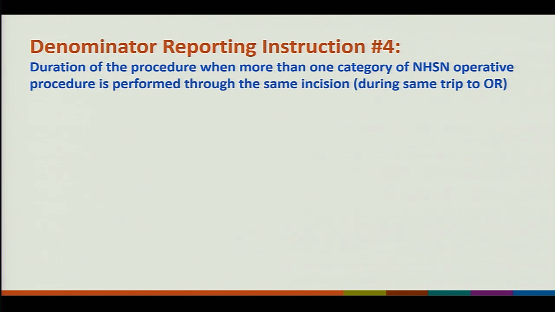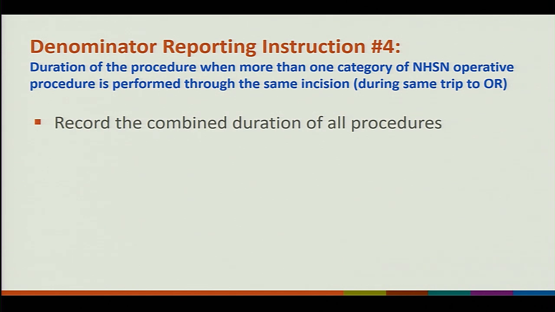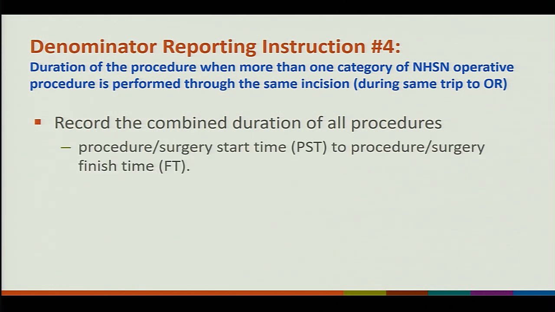Denominator reporting instruction number 4 addresses duration of the procedure when more than one category of NHSN operative procedure is performed through the same incision during the same trip to the OR. You want to record the combined duration of all procedures. That means procedure start time to procedure finish time.